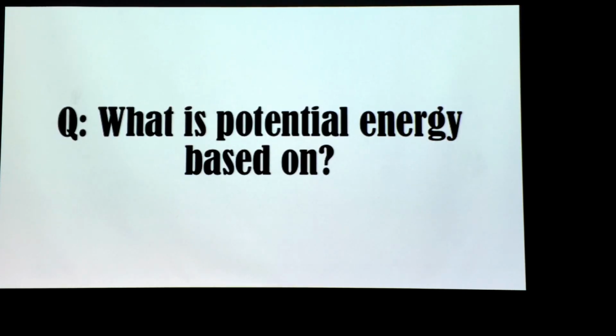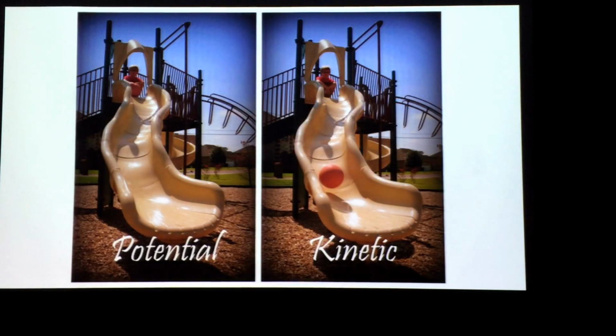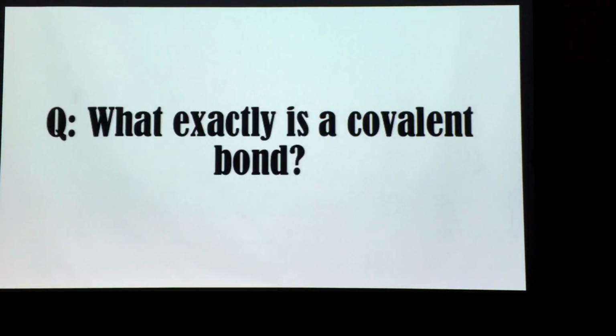What is potential energy based on? The answer is, it's based on position, the position in space. For example, a ball at the top of a slide has a lot more potential energy than the ball when it's slid down the slide and rests on the ground. High potential energy, low potential energy down on the ground. Where you are in space matters.